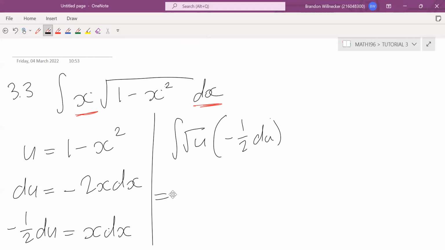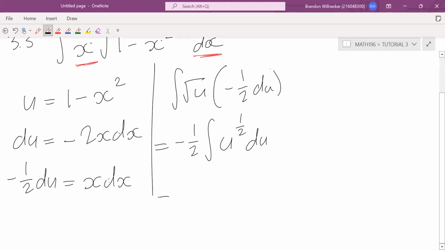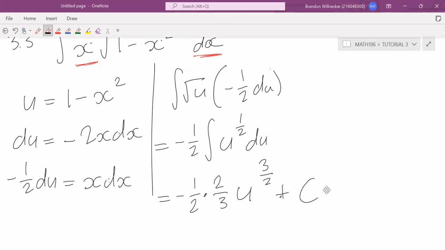Good. So now we can take the minus 1/2 out, and we can rewrite root u with an exponent. So we have minus 1/2, the integral u to the 1/2 du. So now this is pretty easy to do. We add 1 to the exponent, making it 3 over 2. Divide by 3 over 2. That's the same thing as multiplying by 2 over 3. So we have minus 1/2 times 2 over 3 u to the 3 over 2. And don't forget your plus c. Okay. Whenever you have an indefinite integral, you always need to add your plus c.